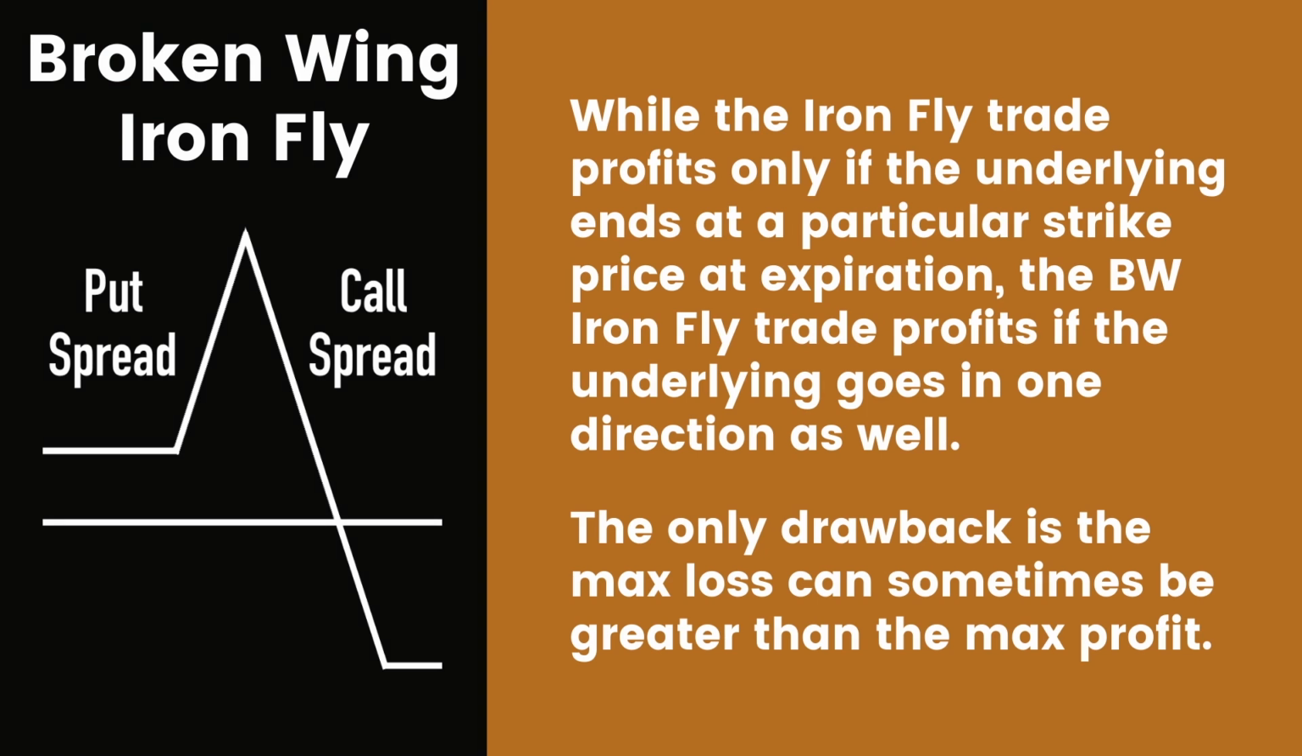The broken wing iron butterfly is usually done for a small credit or no cost. But the only drawback is that the maximum loss can sometimes be greater than the maximum profit. The position can be constructed to have either a bullish bias or a bearish bias, and when the underlying moves in the direction of our bias, we will get an opportunity to remove the risk either fully or partially from the position.